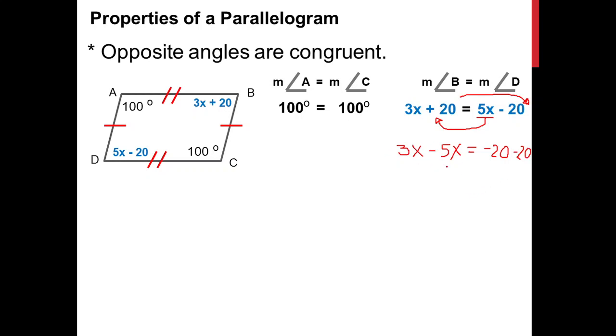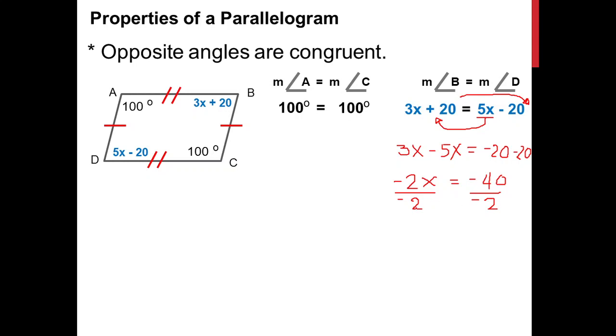Now, this is just a simple combining of terms. So, 3x minus 5x, this will give me negative 2x. Negative 20 minus 20, so we have like signs. We need to add them together, so you have negative 40. I need to solve for the variable x. I need to eliminate this numerical coefficient. The only way to eliminate this one is to divide it by itself and also on the other side.